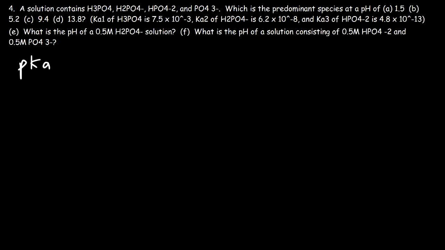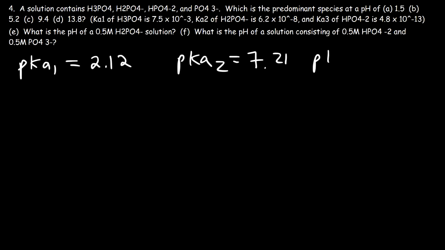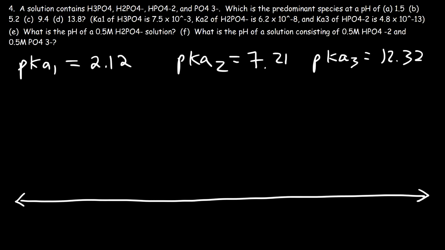So let's start with pKa1. It's going to be negative log of Ka1. So negative log of 7.5 times 10 to the minus 3, that's 2.12. And then pKa2, that's going to be negative log of 6.2 times 10 to the minus 8, and so that's 7.21. And finally pKa3, that's a negative log of 4.8 times 10 to the negative 13, and so that works out to be 12.32.